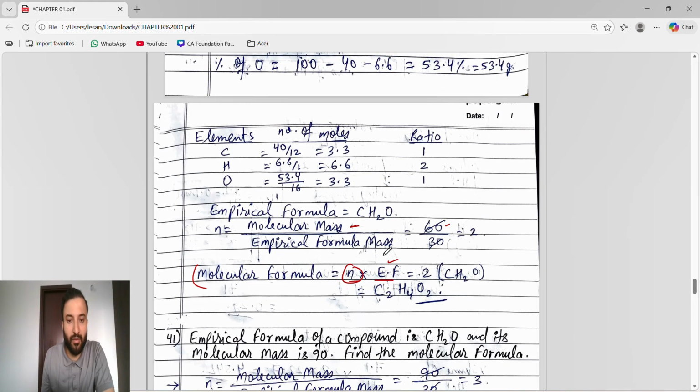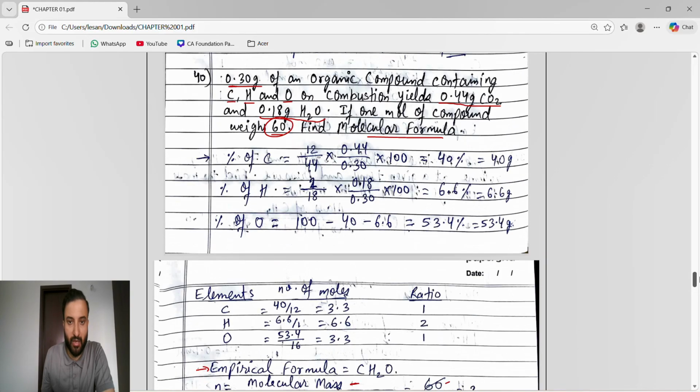Correct? So the main thing is we have to find the empirical formula. For finding the empirical formula, what will we do? First of all, we'll write the elements. The elements are carbon, hydrogen, oxygen.